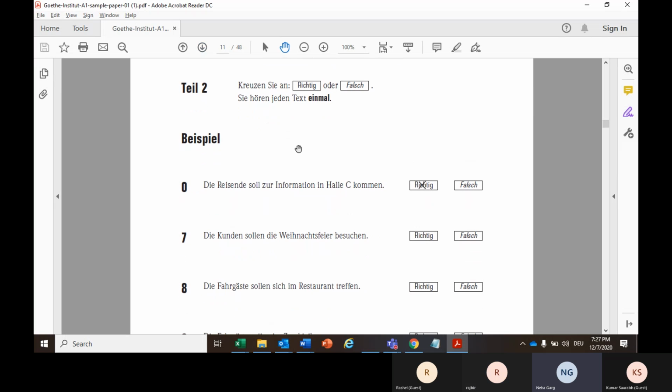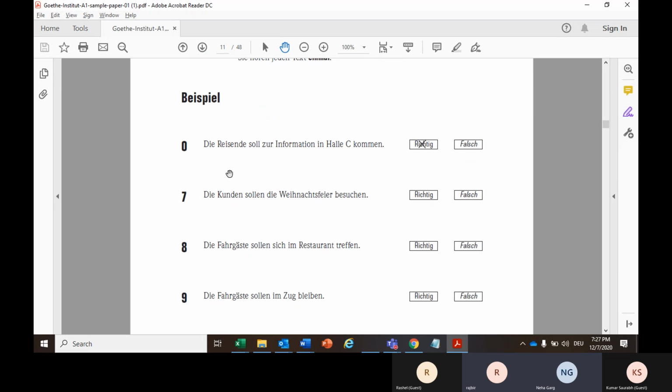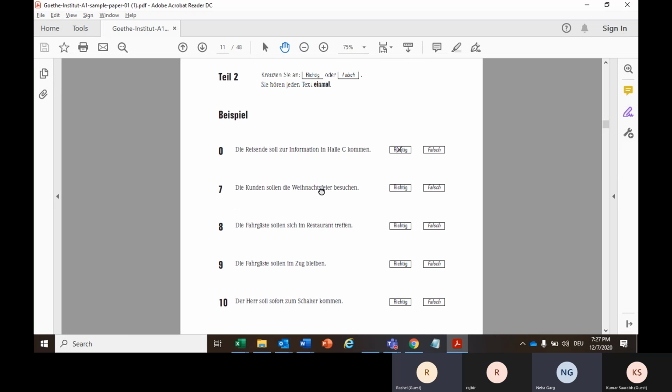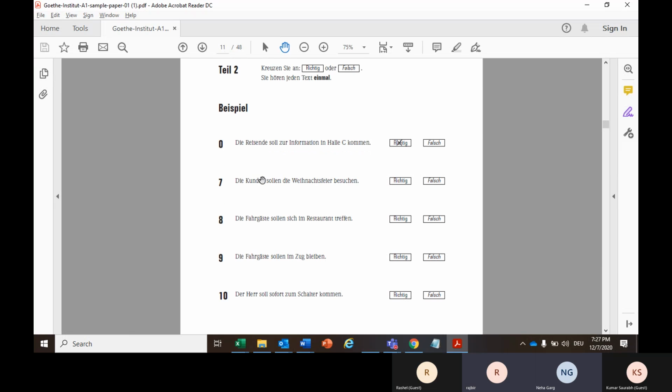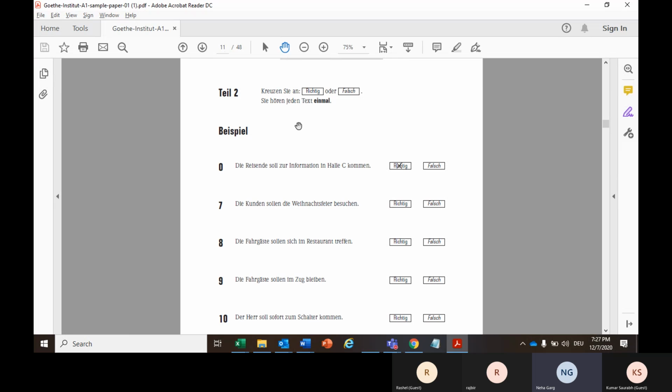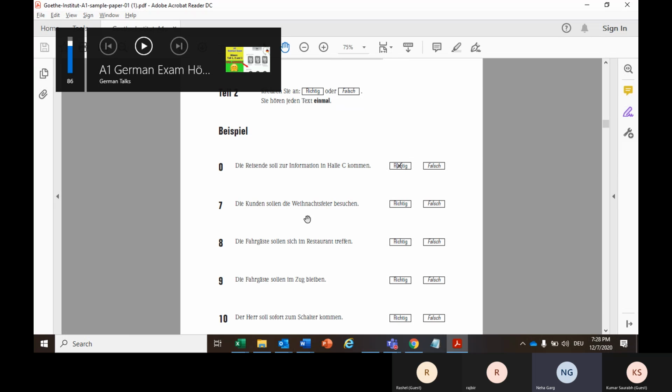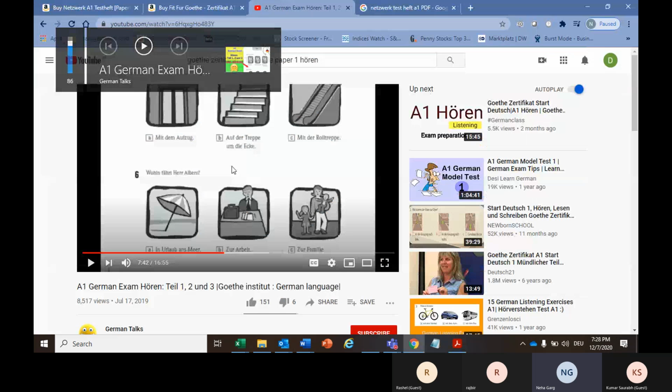Now talking about Teil 2, there is going to be one conversation, and then as per the conversation you have to write richtig oder falsch. There are going to be 4 questions for this part, and you will listen to the text just once. In Teil 1, das war zweimal, that was 2 times, but in Teil 2, that is going to be just once. So pay more attention here. I'm going to play the audio now.